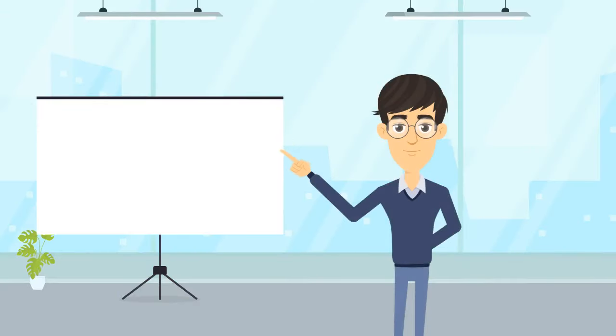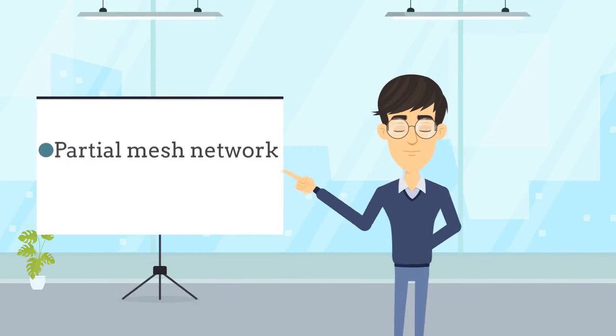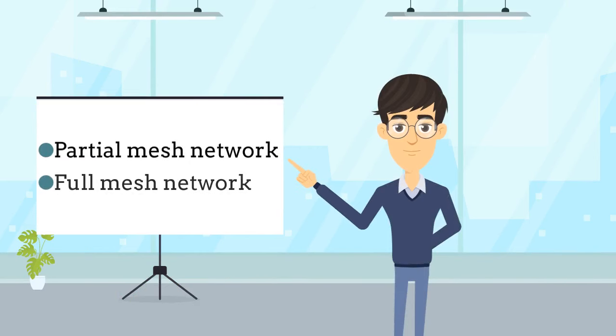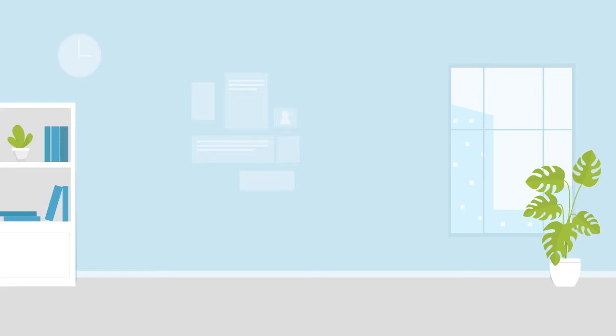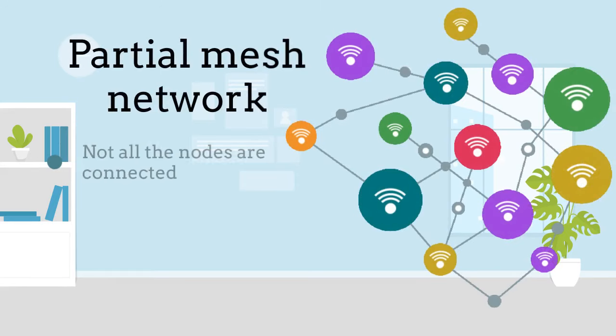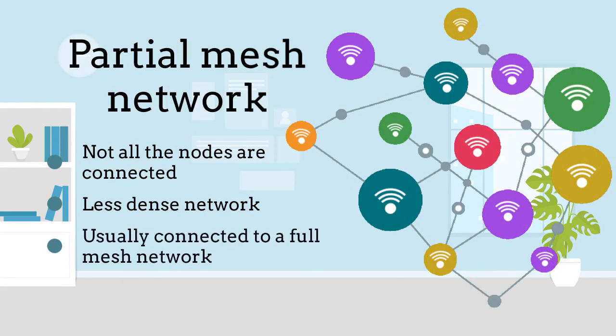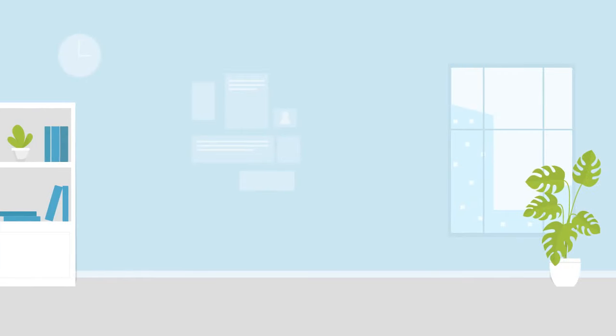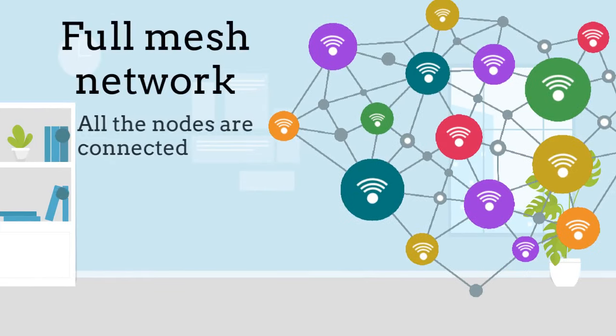Firstly, we have to know that there are two types of network topologies: the partial mesh network and the full mesh network. In partial mesh networks, not all the nodes are connected to each other. Therefore, it is a less dense network and commonly connected than a full mesh network. While in full mesh networks, all the nodes are connected and provide a robust network.